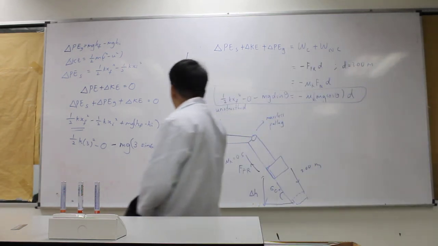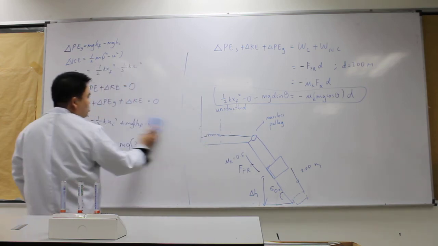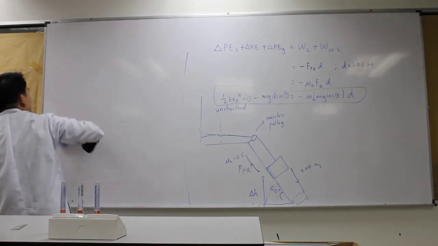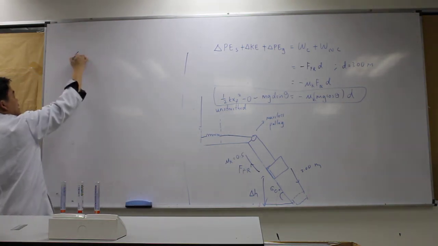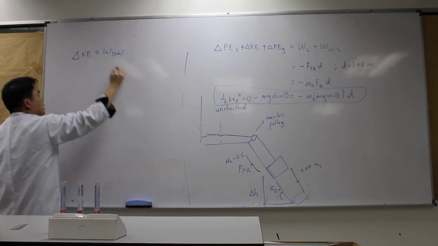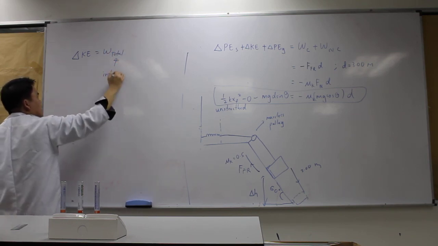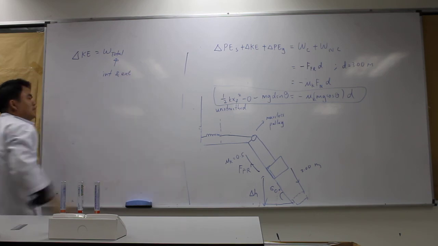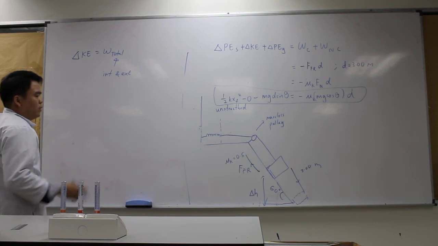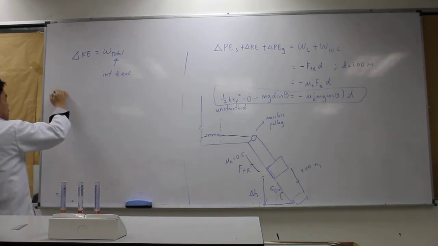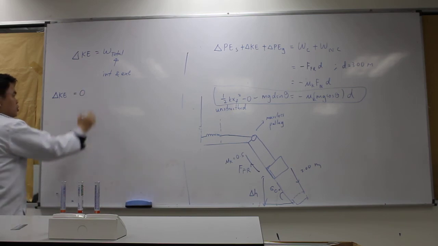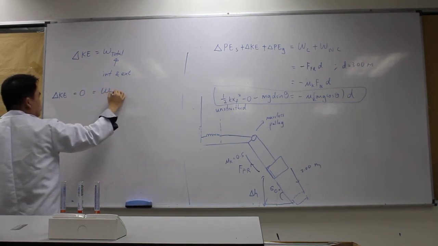Okay, so the second method, in order to do a similar question, we name it delta KE equal to work total. This one, the total, includes internal and external. The internal means the gravity and spring. External means the frictional force and some other forces. So let me give an example. Delta KE for this case, you should know that it's 0, which means work total is also equal to 0.